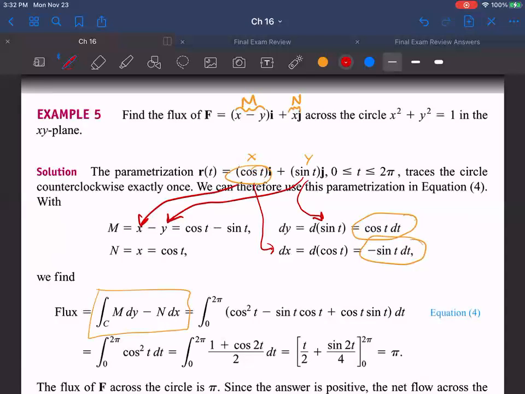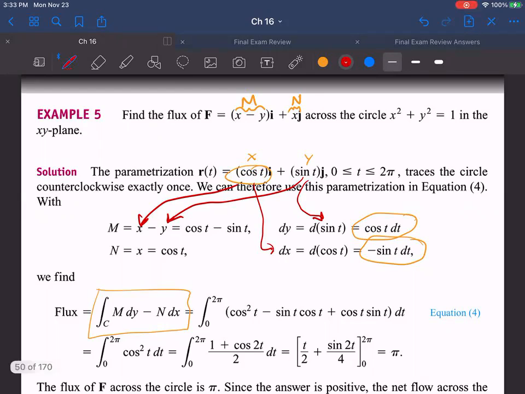Okay, and then after that, it just becomes a matter of doing this flux equation. So M dy minus N dx, and you go through and just plug these things all in and take that integral, and it ends up being something pretty simple, and you just get pi right down there at the bottom. So if you need to pause and take a look at that and see if you can get that kind of an answer.